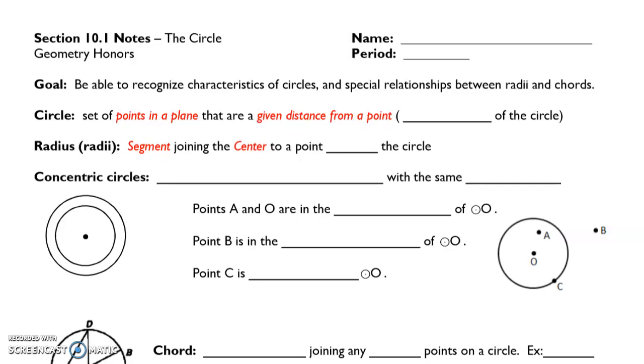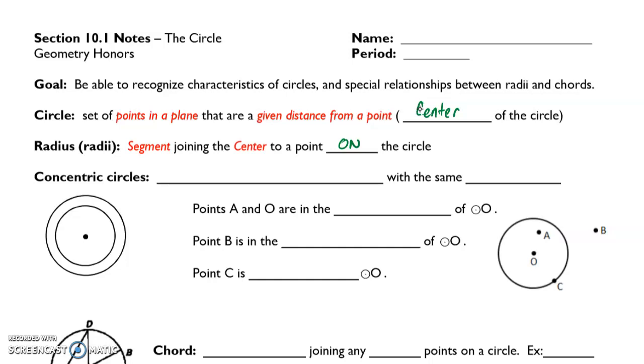The definition of a circle is the set of all points in a plane that are a given distance from a point. Okay, what do we mean? Well, we have the center of the circle is a point, and what the circle represents is all of the points that are the same distance away from that in a plane. When we bring it out to 3 dimensions, we're talking about a sphere. So a radius is a segment, and it joins the center to another point that is on the circle.